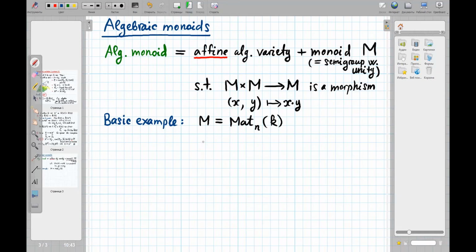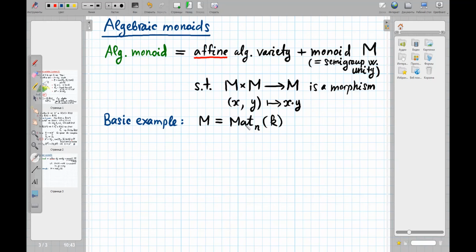What do you mean, different? I mean this is not just an affine space of dimension n squared. This is an algebraic monoid. It is equipped with a multiplication law because you can multiply matrices. So we have this multiplication map.